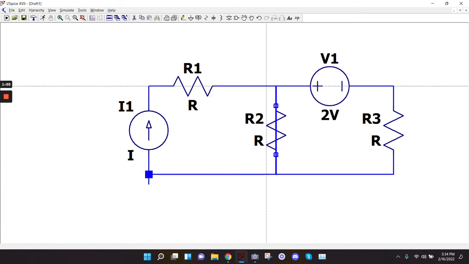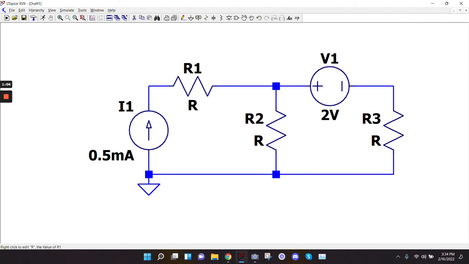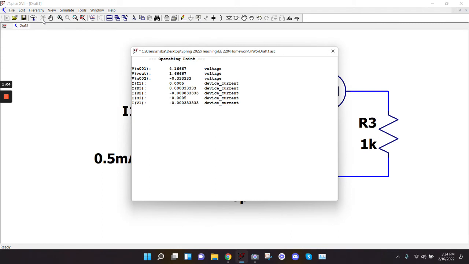Alright, that goes there, that goes there, this is ground. 5K, 2K, 1K, V out. Alright, run. 1.667 volts. Alright, so that's what I'm going for.